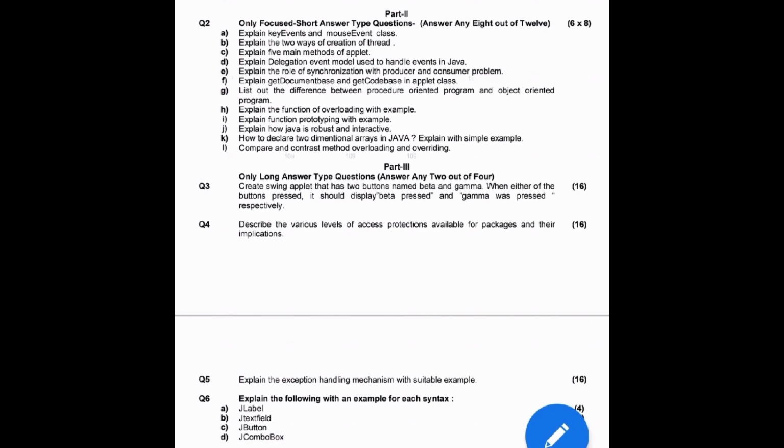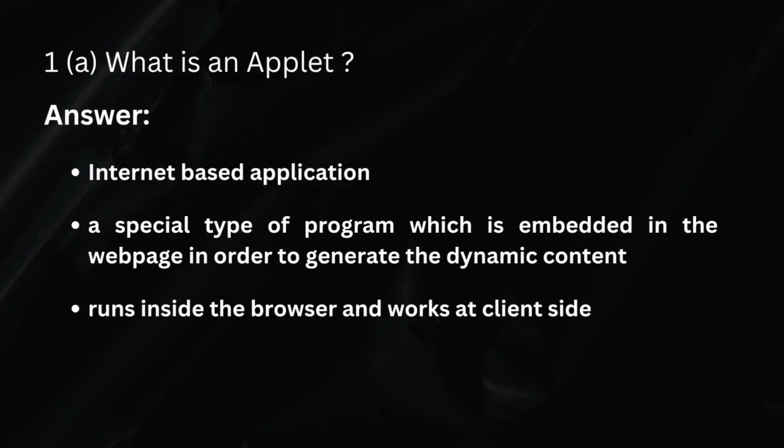Okay, so now come to part 1. The first question is, what is an applet? In simple terms, an applet is an internet based application. It is a special type of program which you can embed in a web page to generate dynamic content, and generally it runs inside the browser. Any browser you can use here, and it works at the client side.